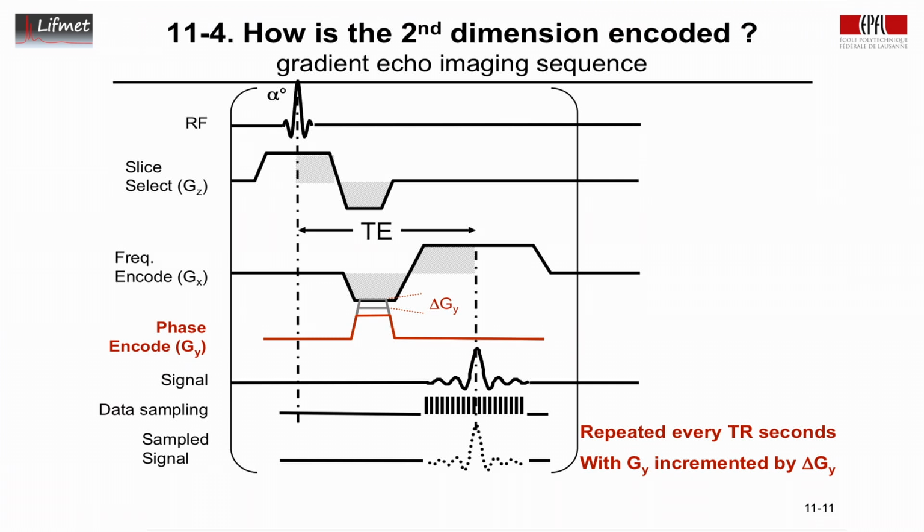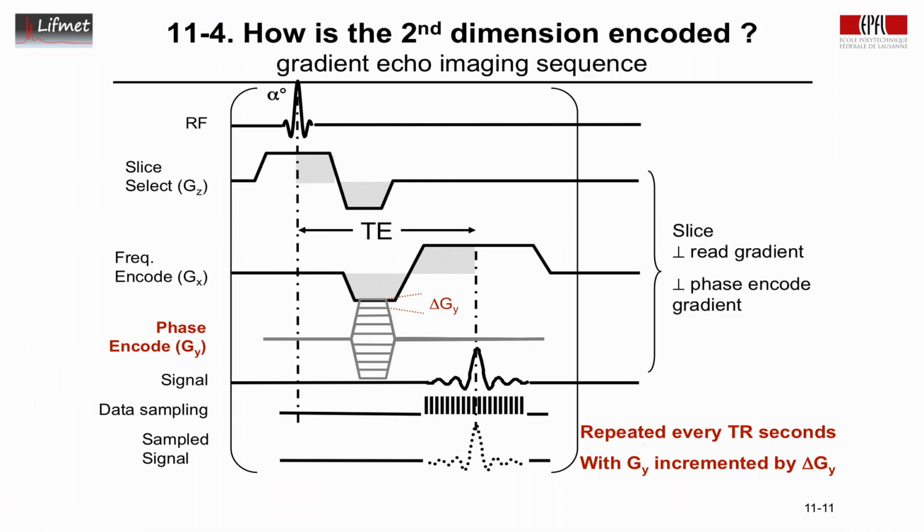We repeat it every TR seconds, that's the repetition time. We increment or decrement by delta Gy, and so forth. We go through 0, we go into the negative values, and so forth, until we have scanned the number of phase encode steps that we want. So what we have here now is three gradients: the slice selection gradient, the perpendicular read gradient, and the phase encode, which is perpendicular to both slice and read. This gives us a Cartesian encoding of the signal.